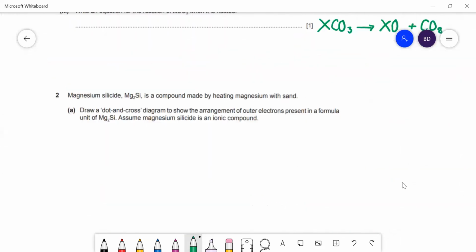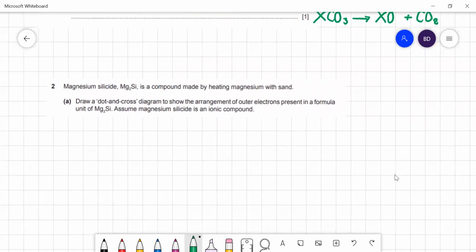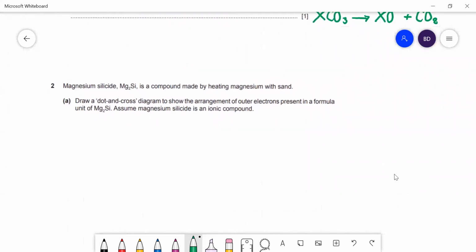Okay, magnesium silicide, Mg2Si, is a compound made by heating magnesium with sand. Draw a dot cross diagram to show the arrangement of the electrons and assume magnesium silicide is an ionic compound. So we've got magnesium, which is 2,8,2, and we've got silicon, which is 2,8,4. So presumably we're going to form an Mg2+ ion, and silicon is going to gain 4 electrons to form an Si4- ion.